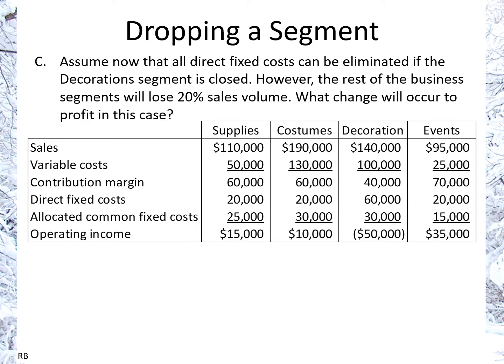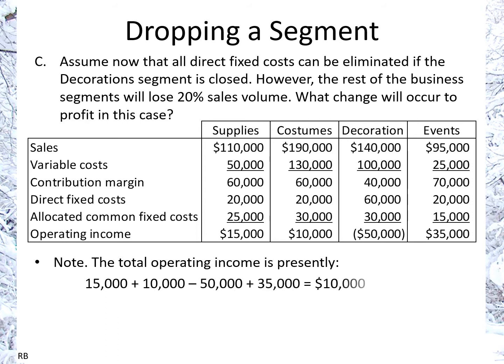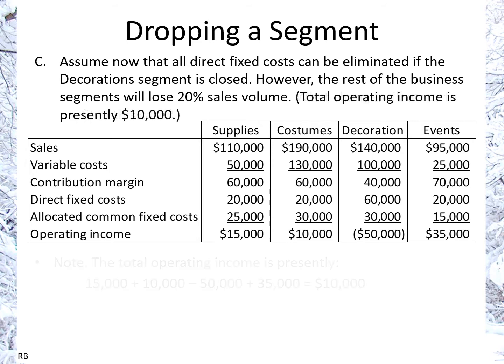Now assume that the direct fixed cost can be eliminated if the decoration segment is closed. However, the rest of the business segments will lose 20% of their sales volume. What change will now occur in this case? Okay, so remember the present operating income. We're going to keep that in mind. The 15 plus the 10, those are just the numbers down here. So we have a total of 10,000 operating income. I'm putting that on the top now.